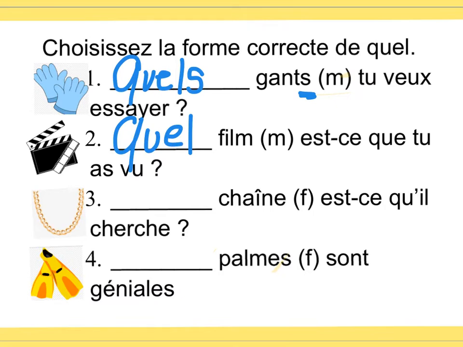And down here, for the chain, it's feminine. I don't see any S there, so I think I'm just going to use that feminine form.